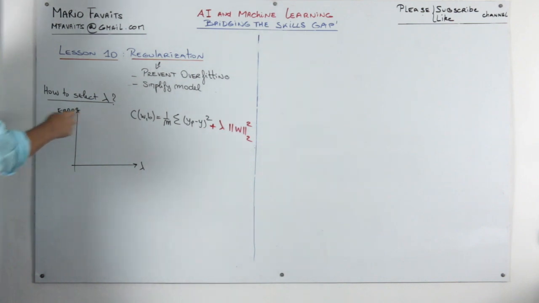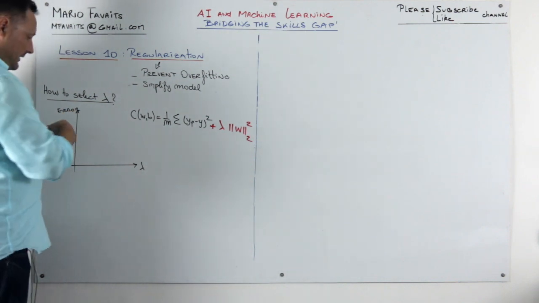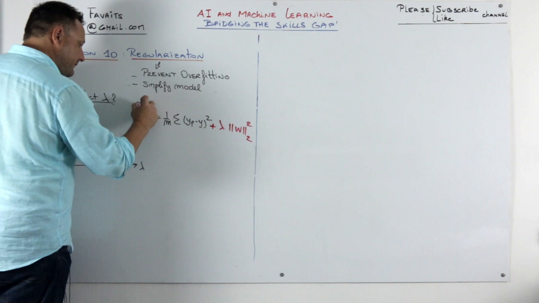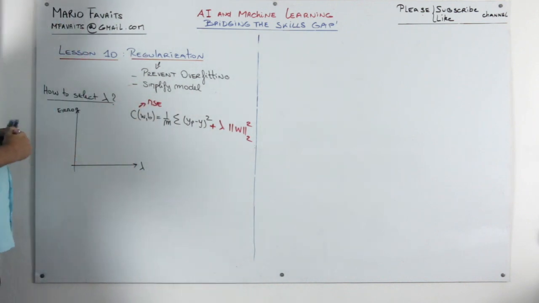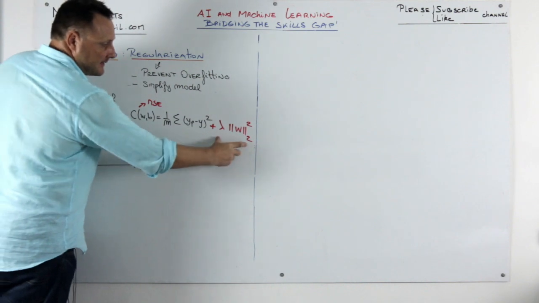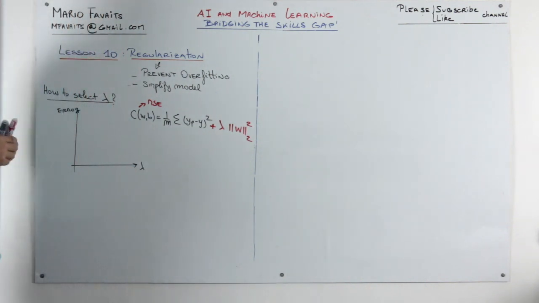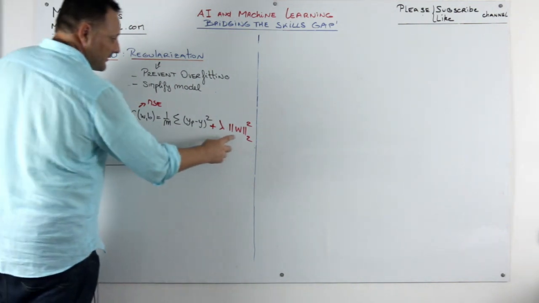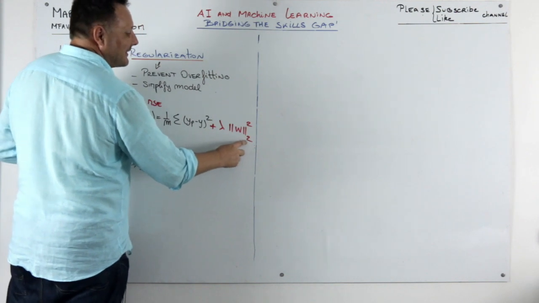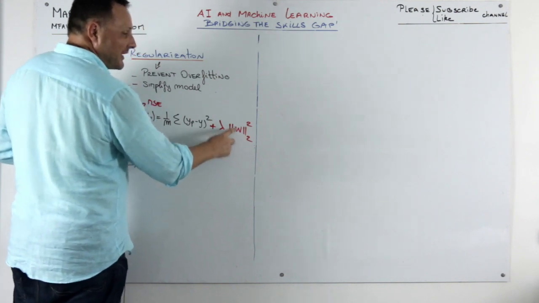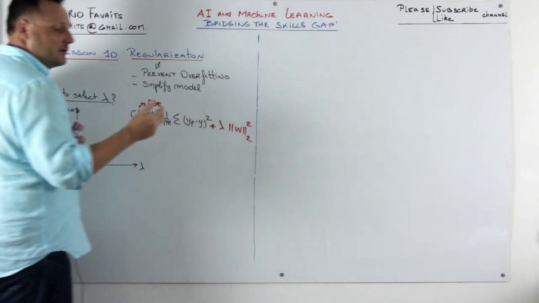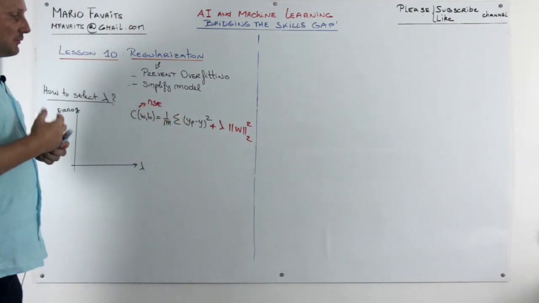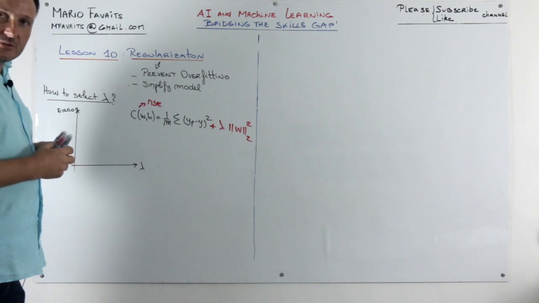How will we select lambda? I've written here the cost function formula that we've seen many times before, the mean squared error function, and then I added this regularization term, which in this case is ridge regularization, because we take the L2 norm of the weights and we square. So weights higher than 1 will be penalized. We prefer weights close to 0.